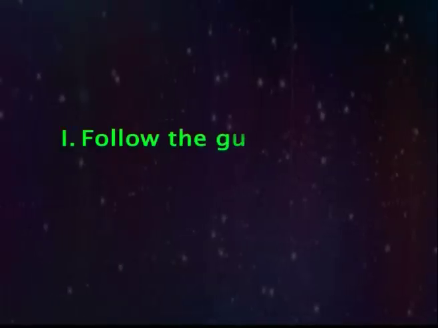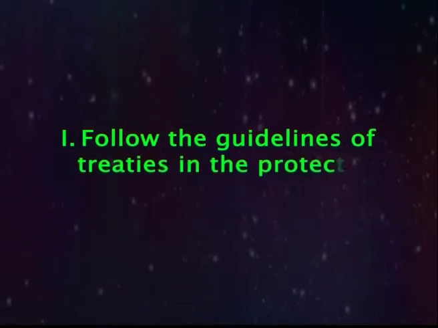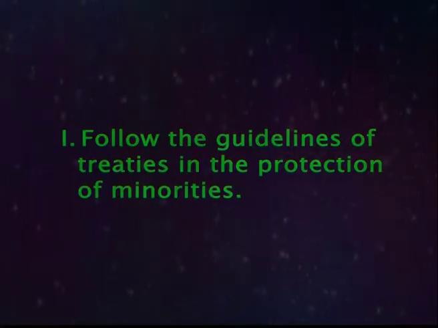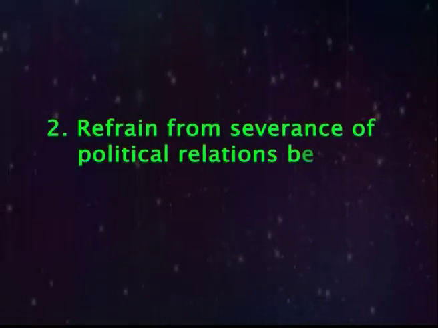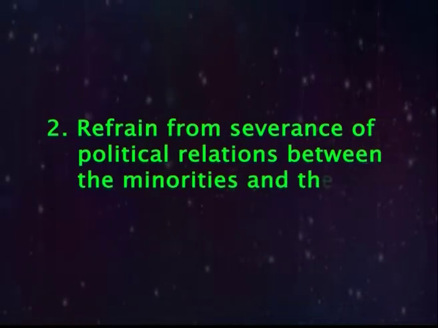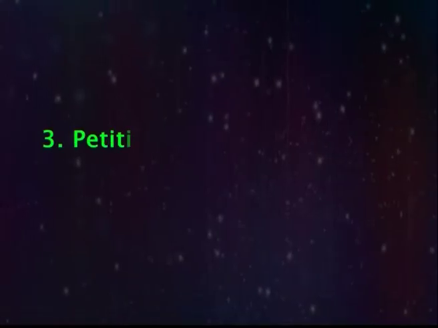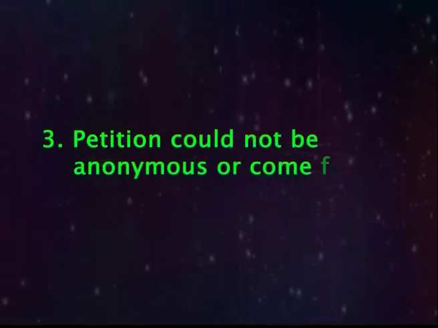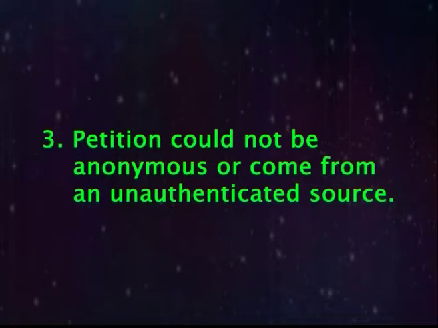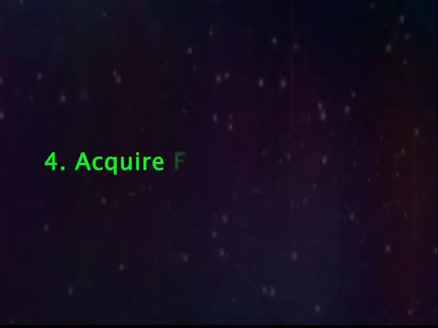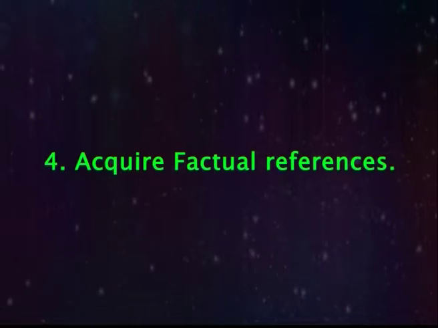In order to protect against the abuse of the protection system, certain rules were laid down by the League in 1923, which included: number 1, follow the guidelines of the treaties in protection of minorities. Number 2, refrain from severance of political relations between the minorities and the host state. Number 3, petitions could not be anonymous or come from an unauthenticated source. And number 4, acquire factual references.